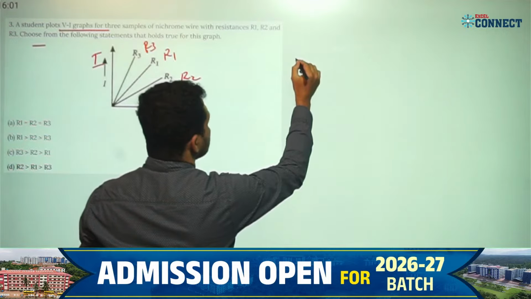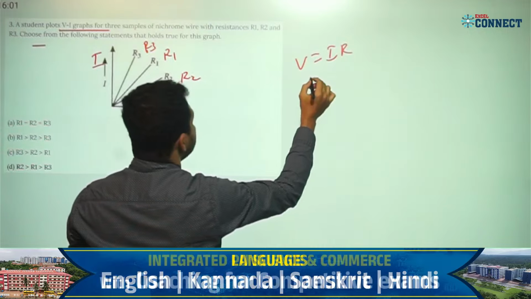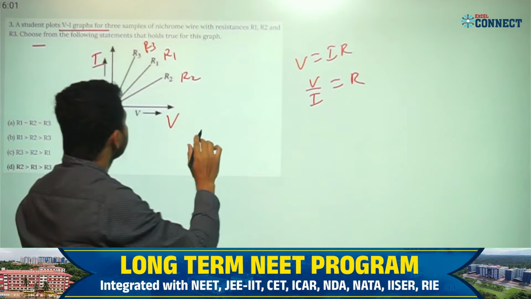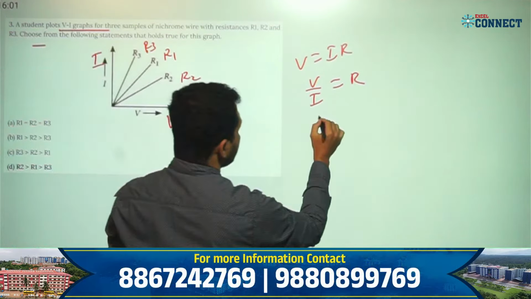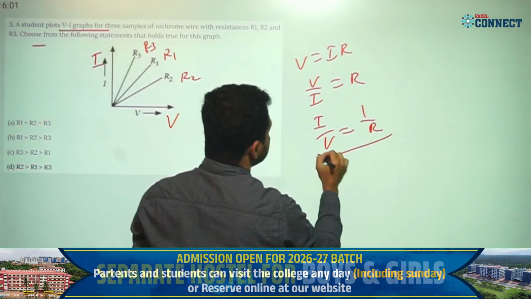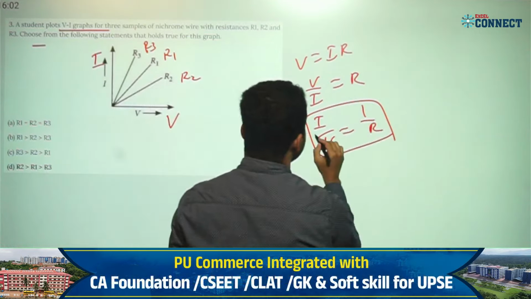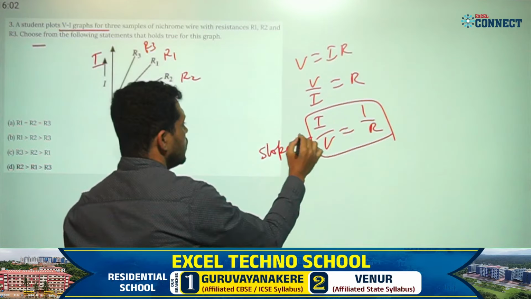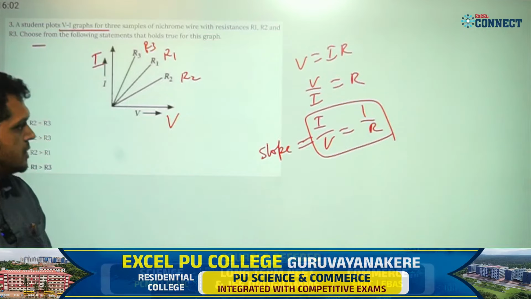You know Ohm's law, V equal to I into R. V by I is equal to resistance, right? Here it is I versus V. What is I versus V? I by V is equal to 1 by R. I by V is the slope, correct? This is equivalent to slope. Slope of the I versus V graph is 1 by resistance.